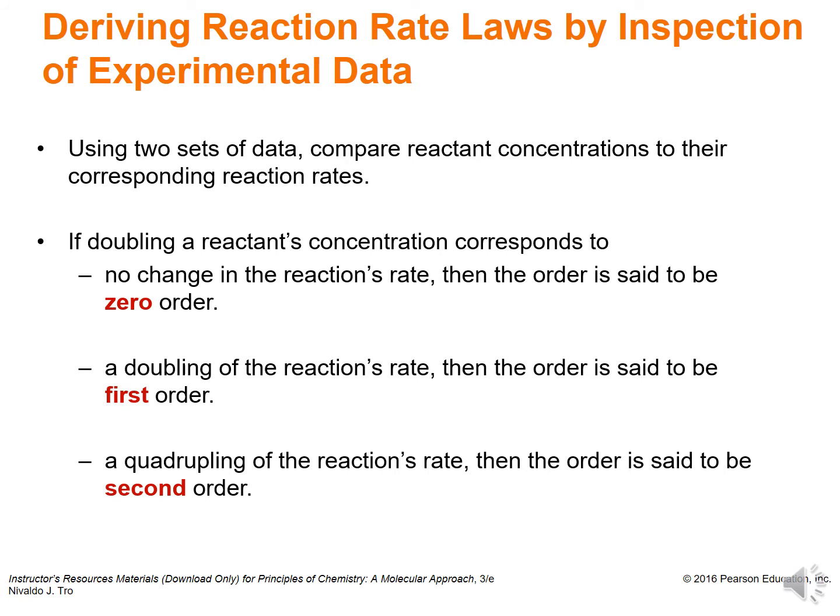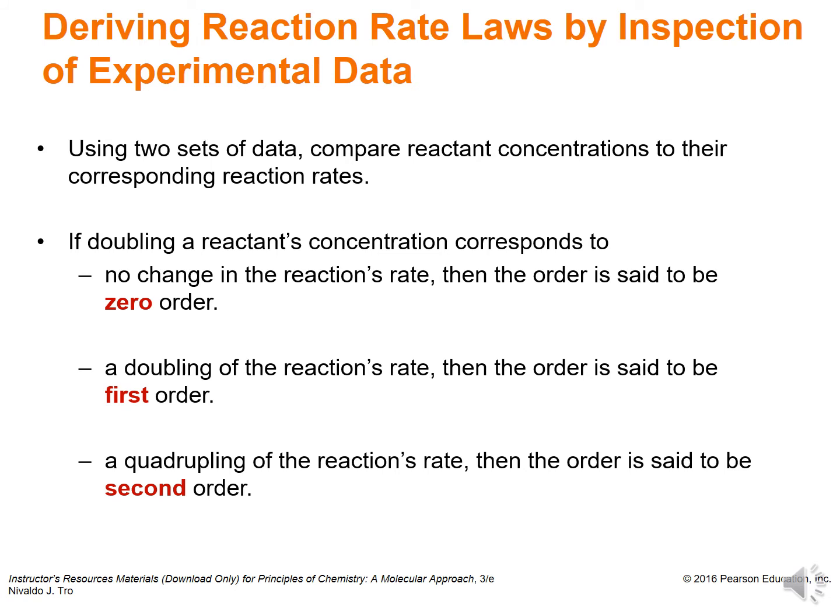All right, so we mentioned that reaction rates have to be experimentally determined in order to find the order of a given reactant. So let's talk a little bit about how we derive reaction rate laws by inspection of experimental data. One way we can do it is we can look at 2 sets of data, and we can compare the reactant concentrations to their corresponding reaction rates. So for instance, if doubling a reactant's concentration corresponds to no change in the reaction's rate, then the order is said to be zero order, right? We said for zero order reactions, it doesn't change the reaction rate to change the concentration.